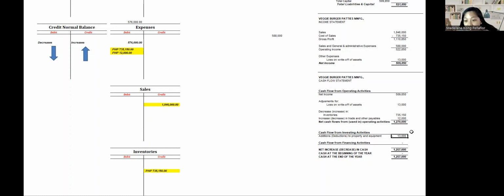So this is the cash flow from investing activities. Then cash flow from financing, we don't have increase in capital. We also don't have increase in bonds payable. So we don't have cash flow from financing activities. So we will add all this net cash flow from operating, net cash flow from investing, net cash flow from financing. So we will result to 1,257,000 net increase in cash.